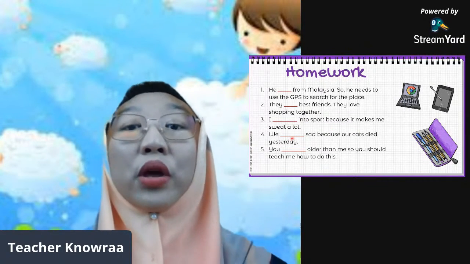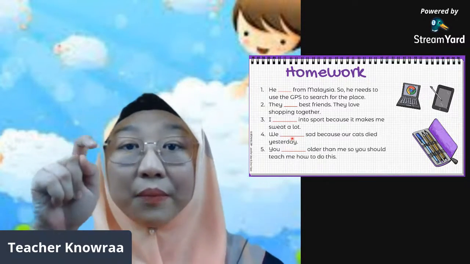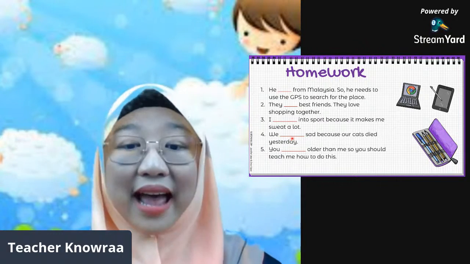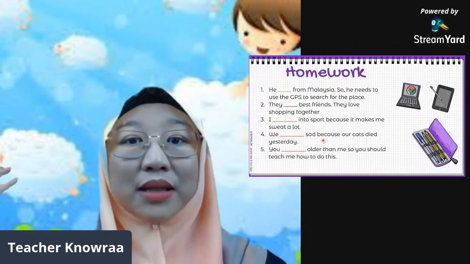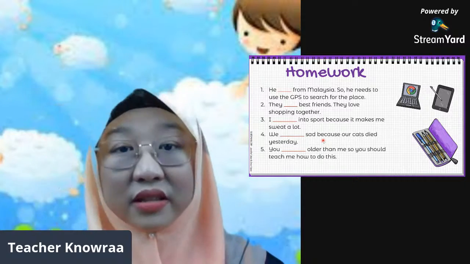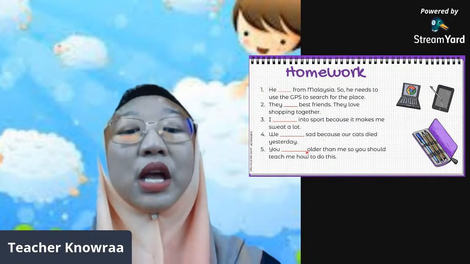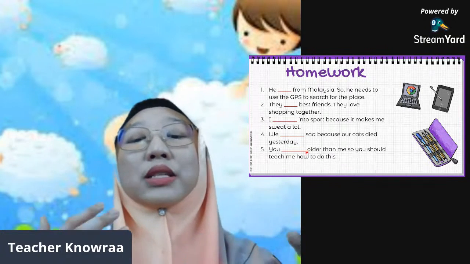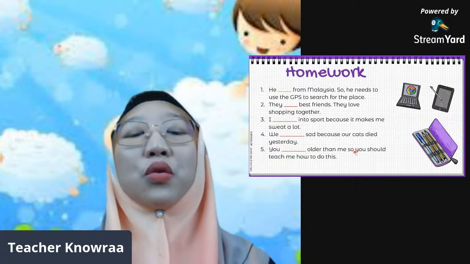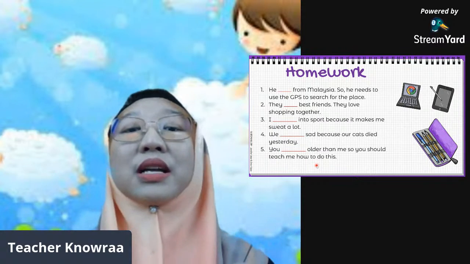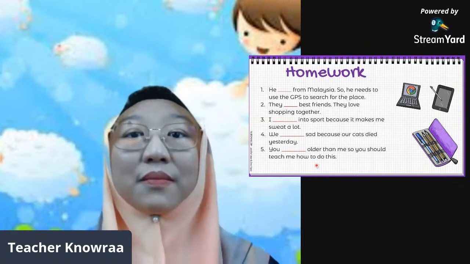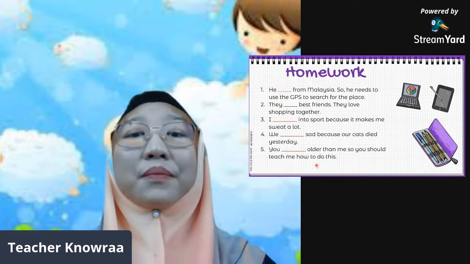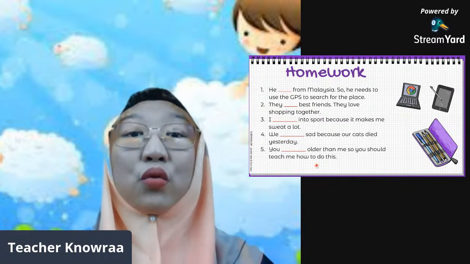We, it could be we're, apostrophe RE, or it could be we aren't. Antara 2, okay? We're sad because our cats died yesterday. Kucing kami mati semalam. So, we're sad or we aren't sad. Last one, you're older. Okay, you're older than me. Awak lagi tua dari saya ataupun awak bukan lagi tua dari saya. So, you should teach me how to do this. Awak kena ajar. Jadi, awak kena ajar saya macam mana nak buat ni. So, kalau awak rasa ya, lagi tua, you're older. Apostrophe RE. If you think bukan lagi tua, you aren't.